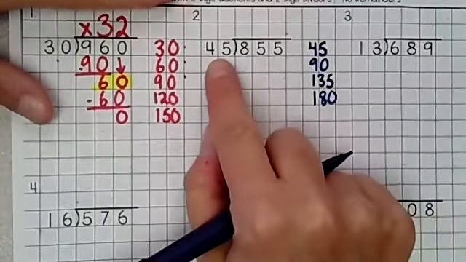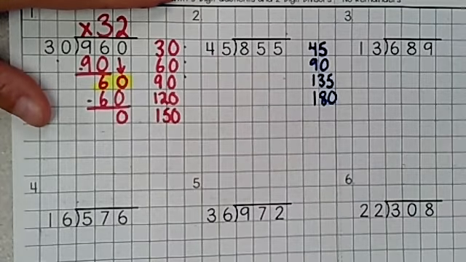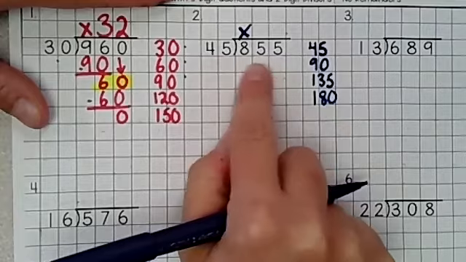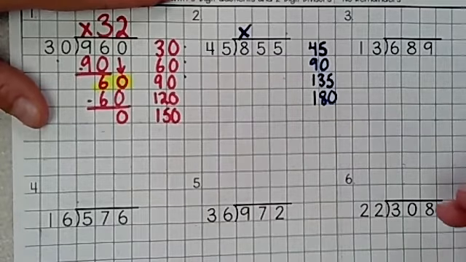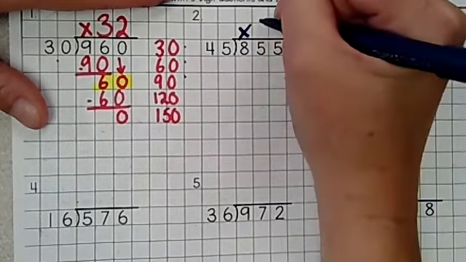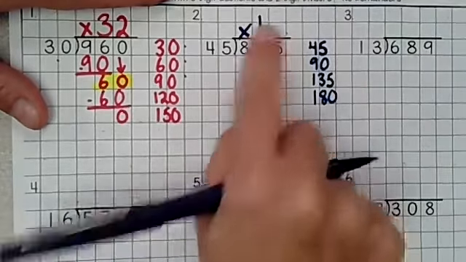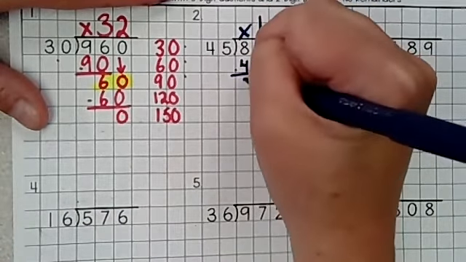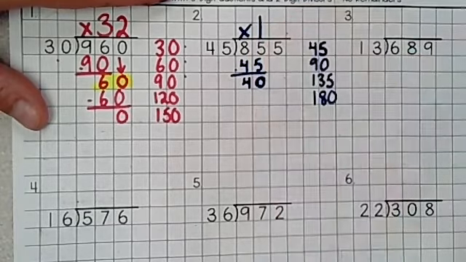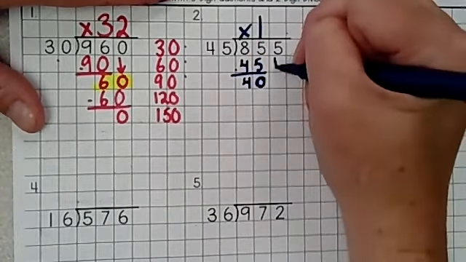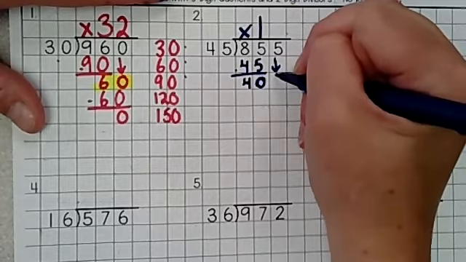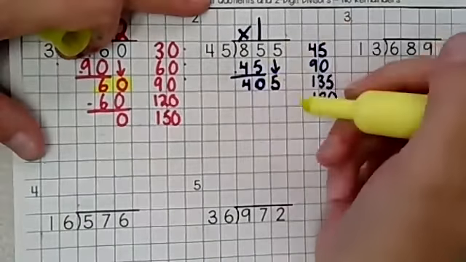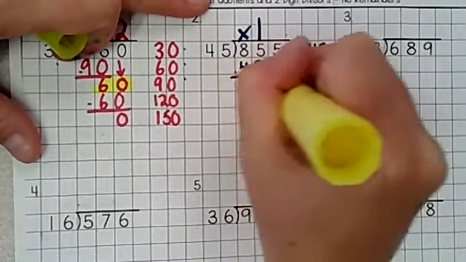Ariana, how many 45s are there in 8? None. Good. How many 45s are in 85, Ariana? 1 is correct. Put your 1 up top. 1 times 45 is 45. And when you subtract, you get 40. Now, bring down your 5 and put it next to 45. Then highlight all of that. 405 is your new number.